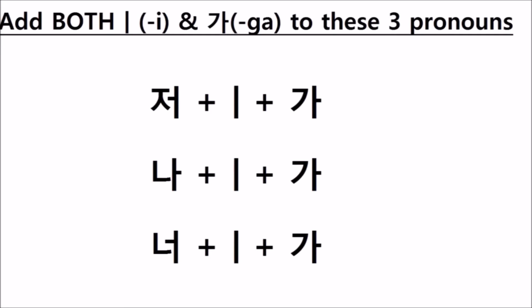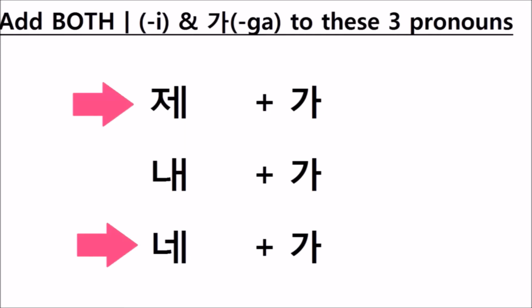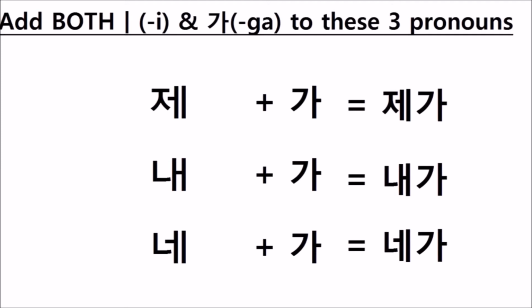And now, watch this magic. The 이 joins the ㅓ in 저 and 너 to make 제 and 네, and the 이 joins the ㅏ in 나 to make 내. So we have 제가, 내가, and 네가.